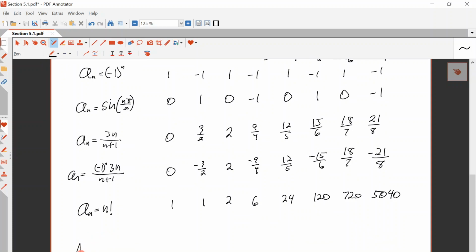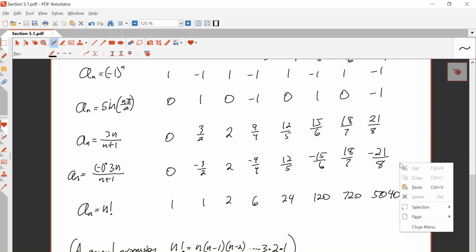So, by the way, a general formula for n factorial is n times n minus 1 times n minus 2 all the way down to 3 times 2 times 1. Okay, so that's what that factorial expression is, and it becomes important later on. So just some examples of sequences.